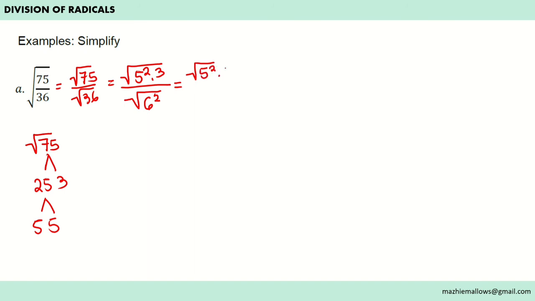We have square root of 5 squared times square root of 3 all over square root of 6 squared. So, apply natin yung property na ginamit natin kanina. Ang final answer natin or ang simplified form ng square root of 75 all over 36 ay 5 square root of 3 all over 6.